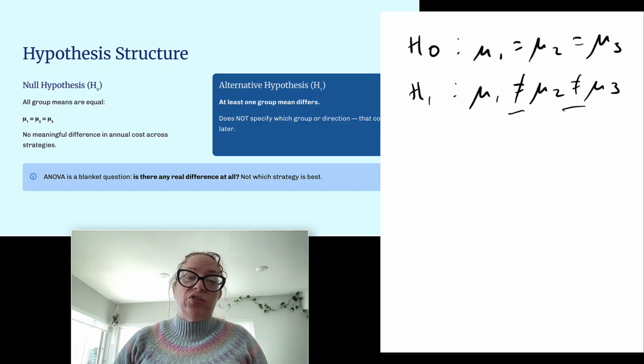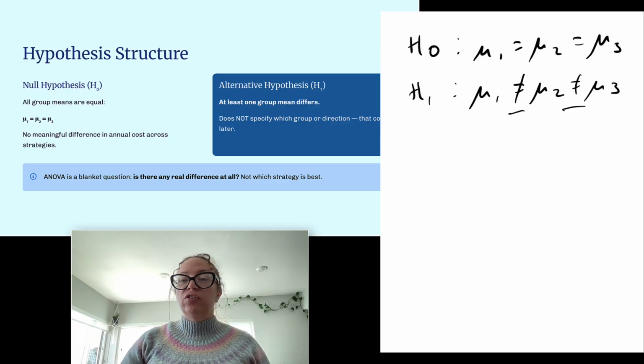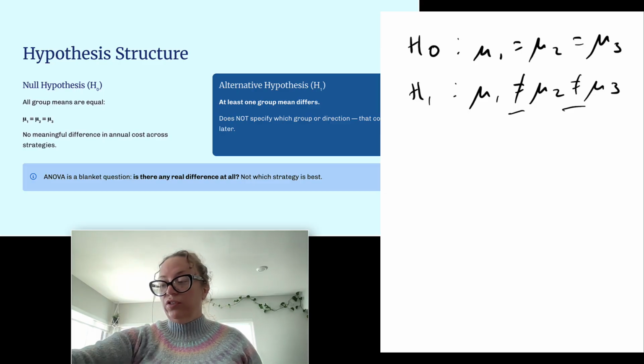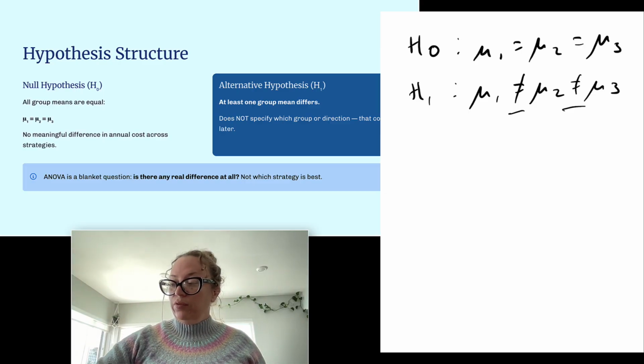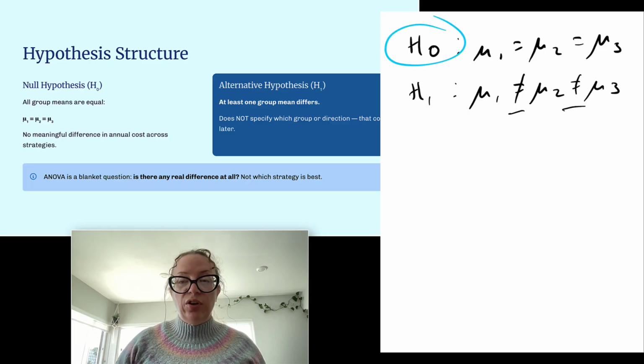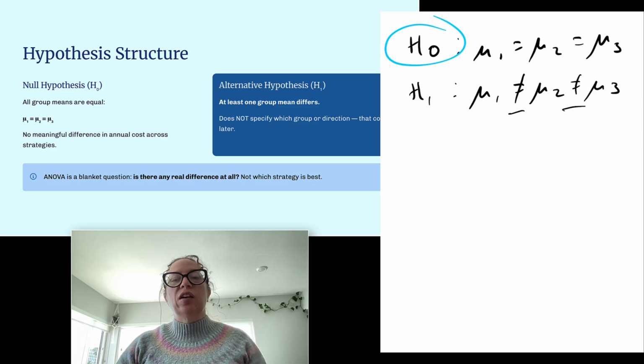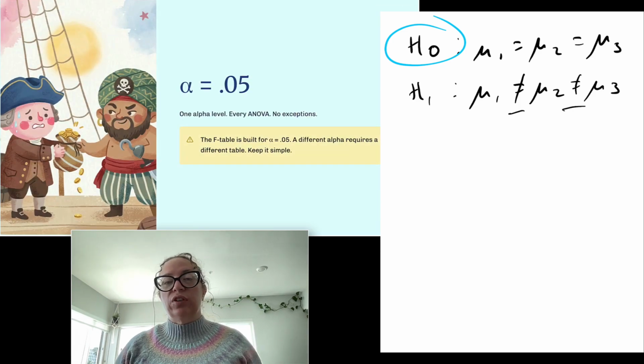So this matters. The ANOVA is a blanket question. Are all these groups the same? And the answer is either yes, which is retaining the null hypothesis, or if it's no, then you reject the null hypothesis. It's not asking which strategy is the best. It's not asking by how much. It's just asking, is there any real difference at all?